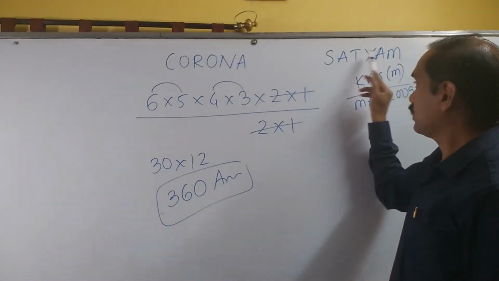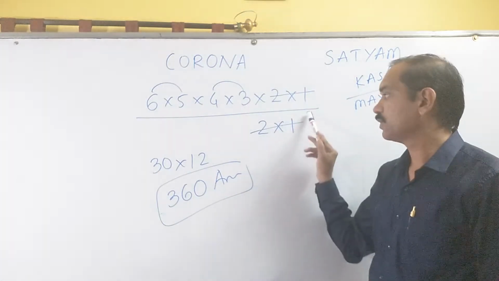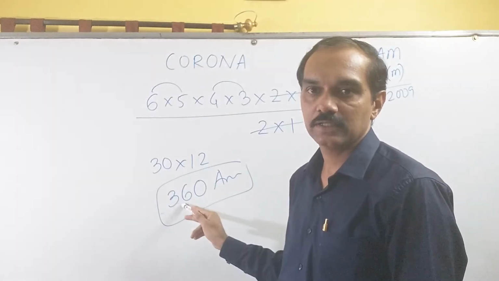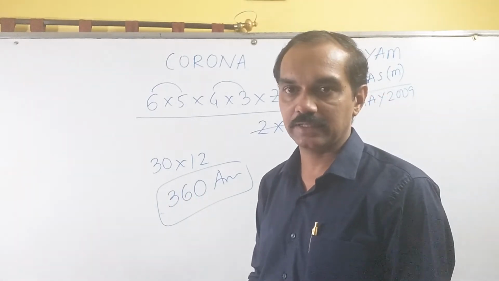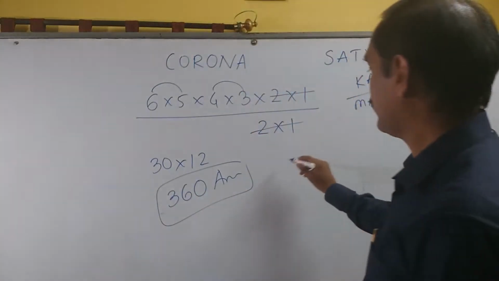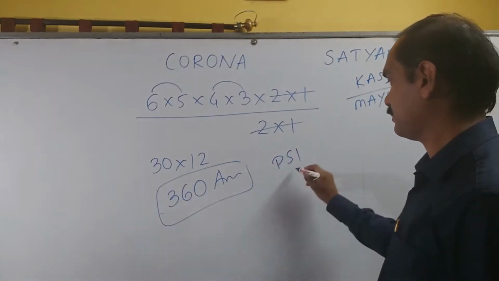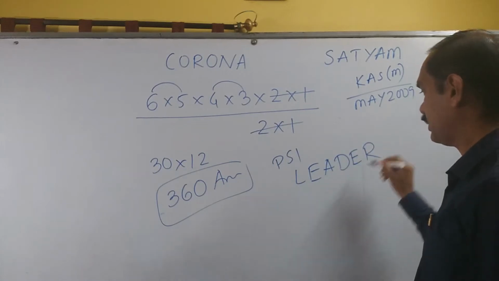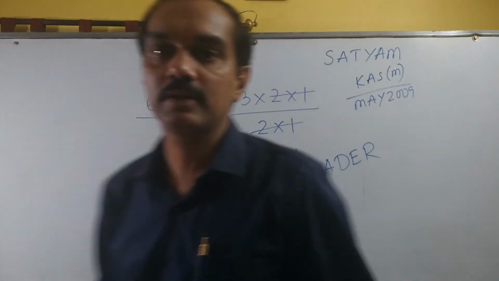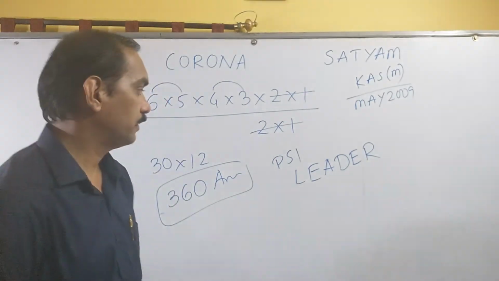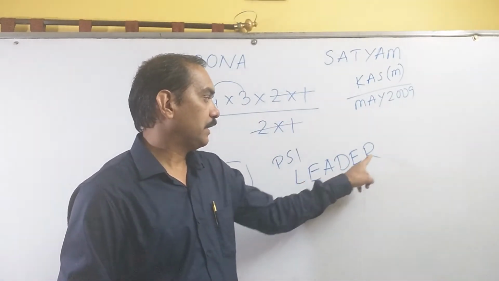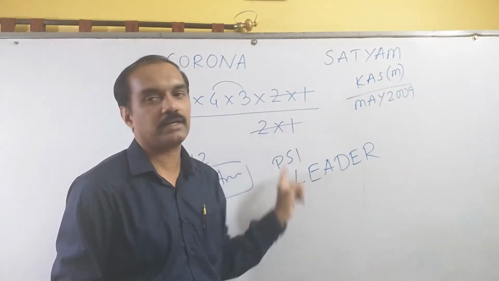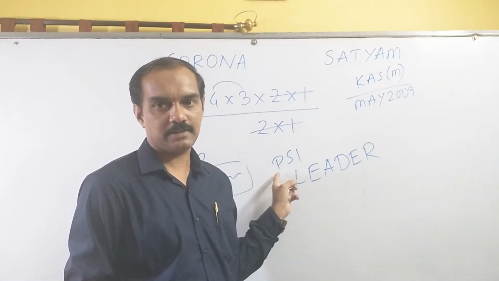A is repeated 2 times. 2 into 1. 2, 1, 2, 1 will get cancelled. 6, 5 are 30. Again the same thing. So in this case also we get the same answer, 360. In the latest police sub-inspector exam, he has given this word leader. How many different words can be formed by using all the letters of the word leader? 6 letters are there. Start with 6, go till 1. E is repeated again 2 times. 2 into 1. Again the answer is 360.